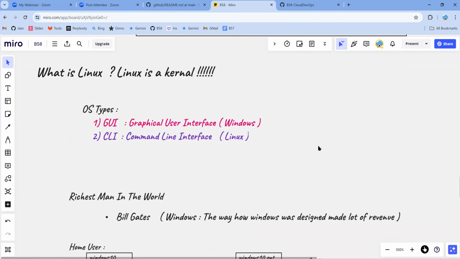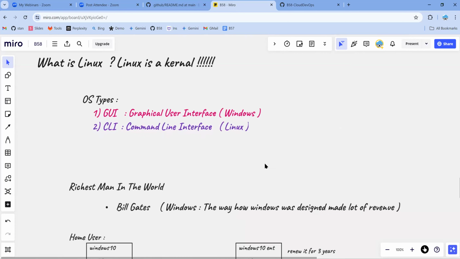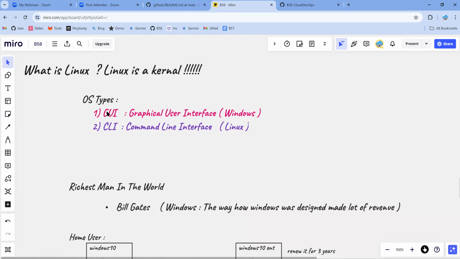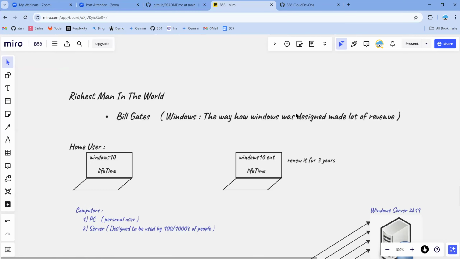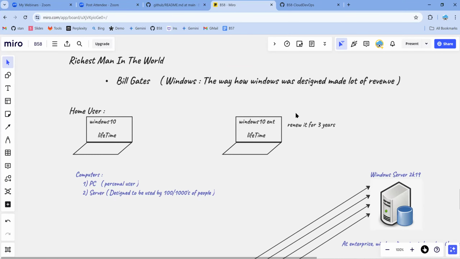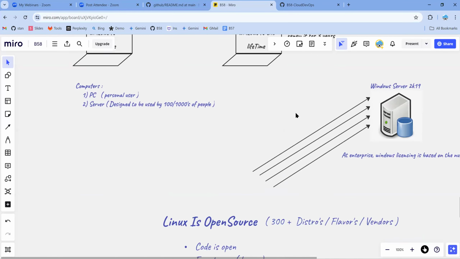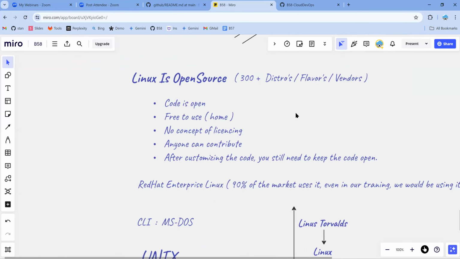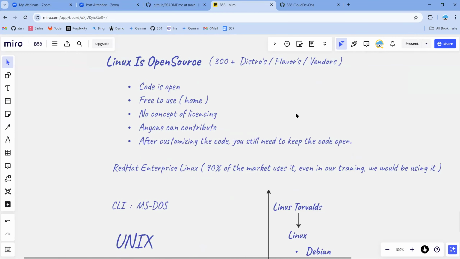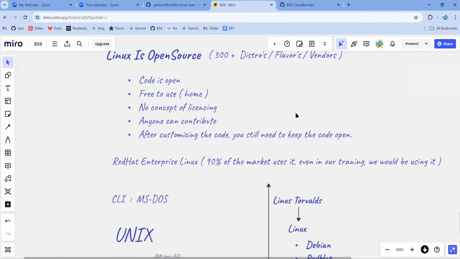Then we discussed what Linux is, and what open source is. In that, we covered the graphical user interface and the command line interface. We also discussed the licensing pattern of Windows, user-based licensing versus subscription-based licensing, what a license versus a subscription is, and the fundamental things to note when discussing open source.